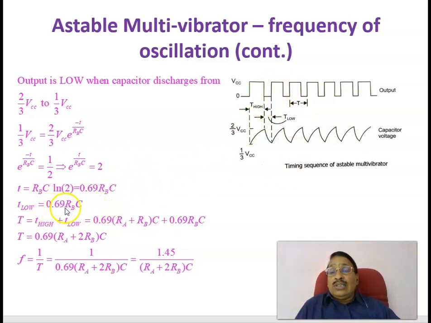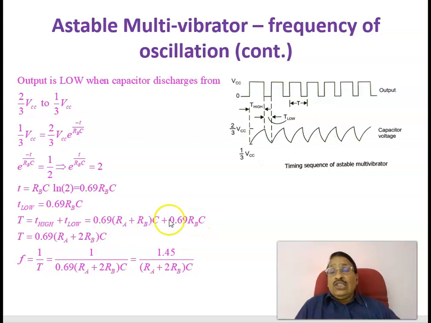Already T low is 0.69 RB C, which we have calculated, and T high was calculated in the previous slide, given as 0.69 (RA plus RB) into C. Therefore, this is the duration of the high period of the output, T high, and this is T low. The total time period is T high plus T low, which is 0.69 (RA plus RB) into C, the charging process, plus 0.69 RB into C, the discharging.